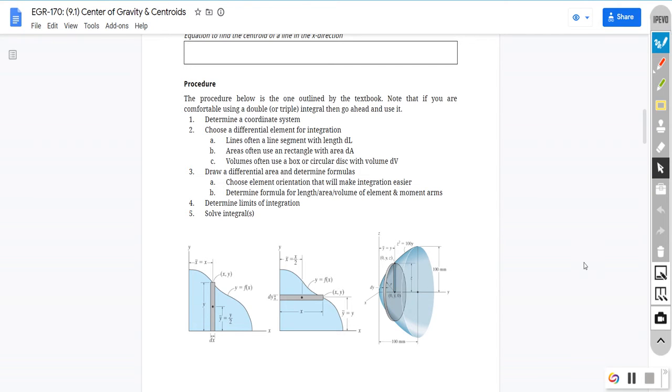Hello and welcome back to section 9.1. In this video we'll be using example 1 to demonstrate how to find the centroid of an area.